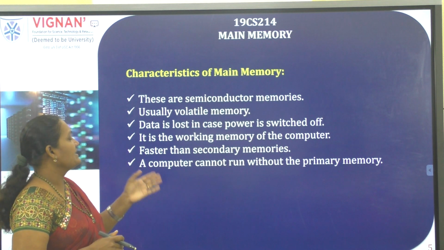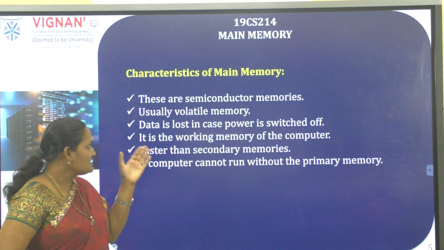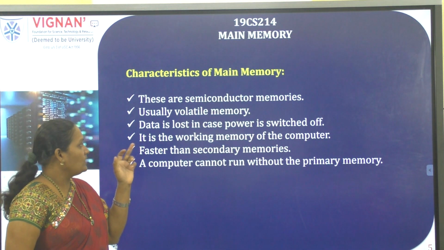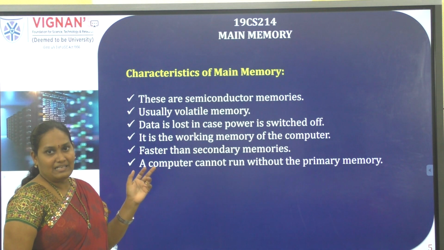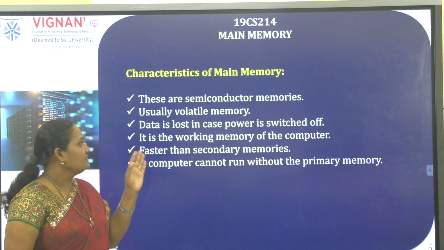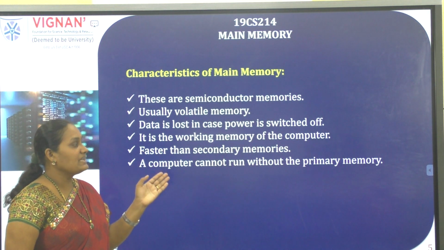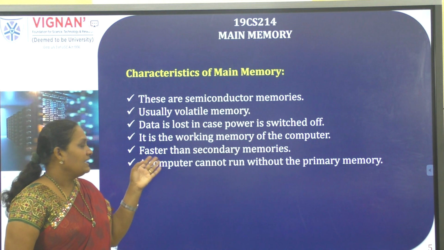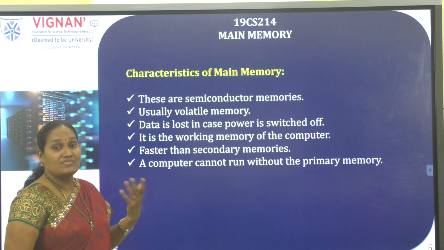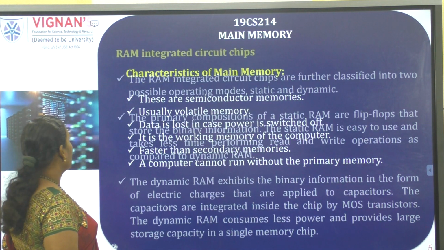So all these are various characteristics of main memory. What are the characteristics of main memory? These are semiconductor memories. These are volatile memories. Why are we calling them volatile memories? Because we lose data when the power is switched off. It is also called the working memory of the computer, or the primary memory of the computer. Without this primary memory, we cannot run our computer system. And coming to its speed, it is faster than secondary storage devices. So all these are the characteristics of main memory.